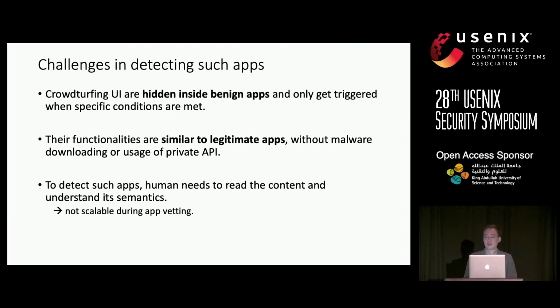As we just saw, crowdturfing UIs are hidden inside benign apps and only get triggered when specific conditions are met. Even when they show up, their functionality is very similar to benign apps. They don't download any malware, they don't download any malicious payload, they don't use any sensitive API or private API. This makes it very difficult to use traditional signature-based methodology to detect them. A simple approach is to let humans actually look at the content and decide whether it's related to crowdturfing. However, that is not feasible during the app vetting process.